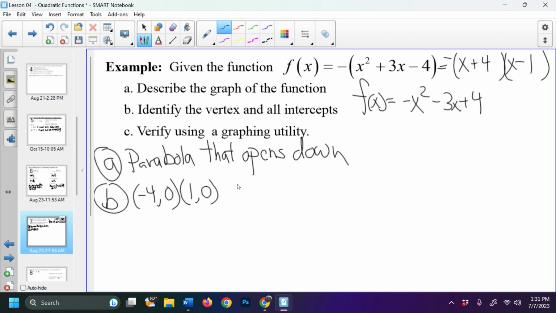To find my y-intercept, I will look at this second function, and now that I have everything simplified, my y-intercept will be at (0, 4). And then I will verify these things by plugging my original function into Desmos.